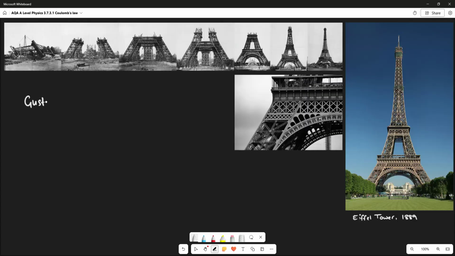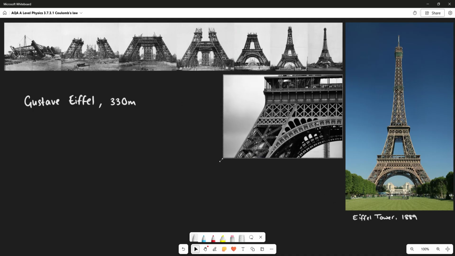In 1889, Gustav Eiffel completed the Eiffel Tower, and at 330 meters tall, it was the largest structure on the Earth. This is almost double the height of the previous tallest structure, which was the Washington Monument. And it remained the tallest structure on the Earth for 41 years.